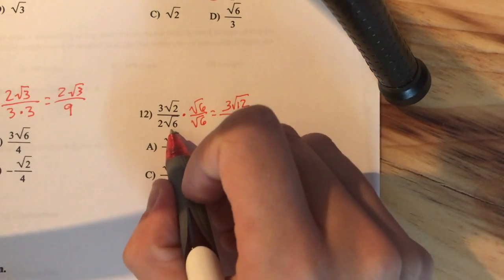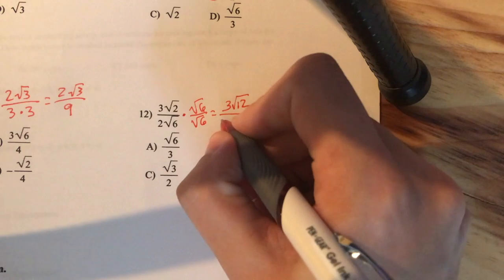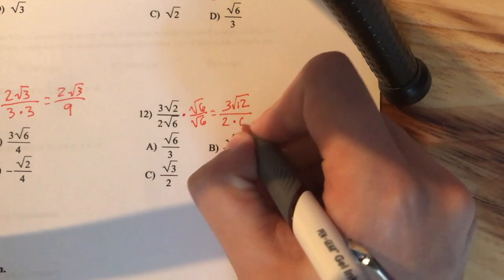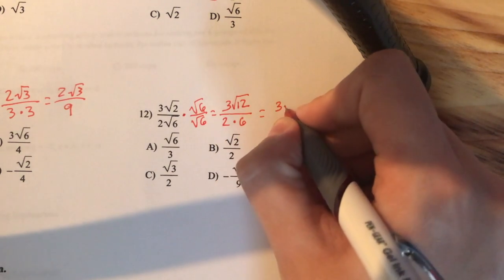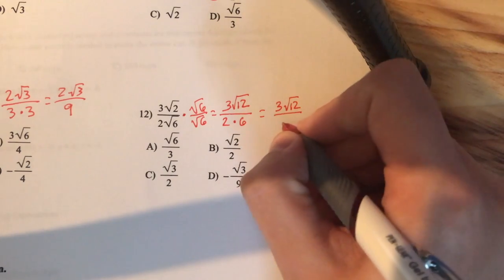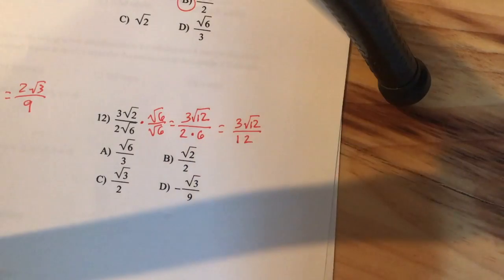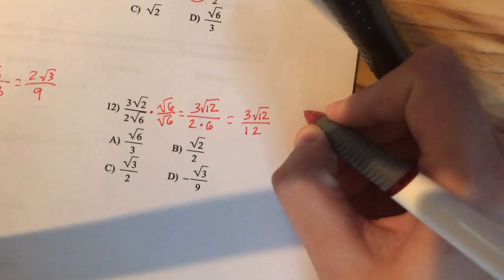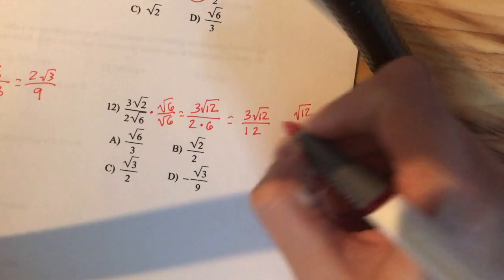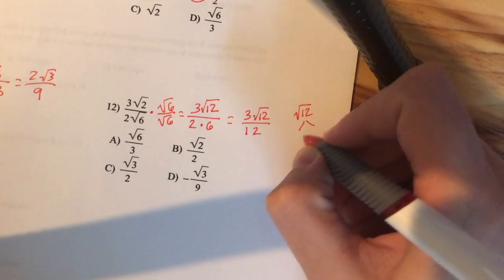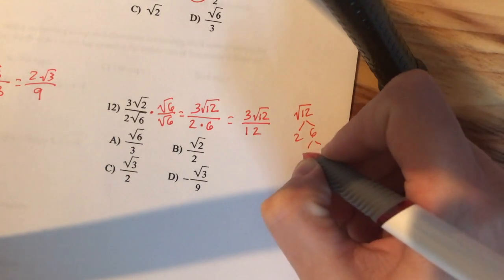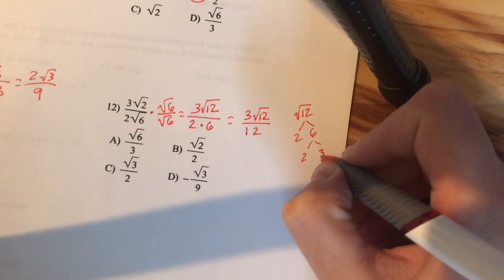Then we do 2 times the square root of 36, which is just 6. So 2 times 6. And so we have 3 square root of 12 all over 12. Okay, so this is where it gets a little tricky. There's only one like this on the review, but basically we need to take the square root of 12 and we need to simplify it. So let's break it down like we would for those last problems we were doing.